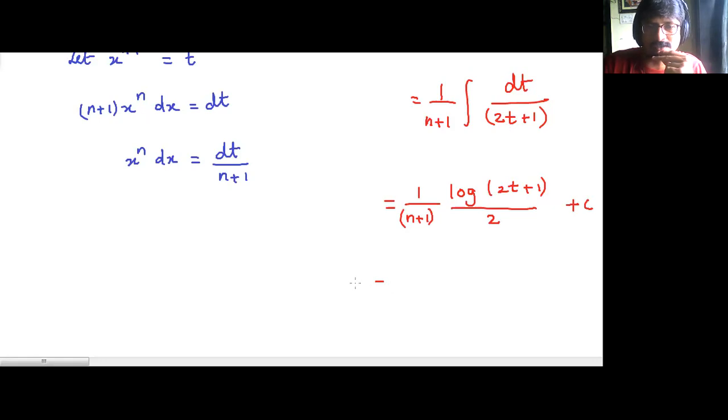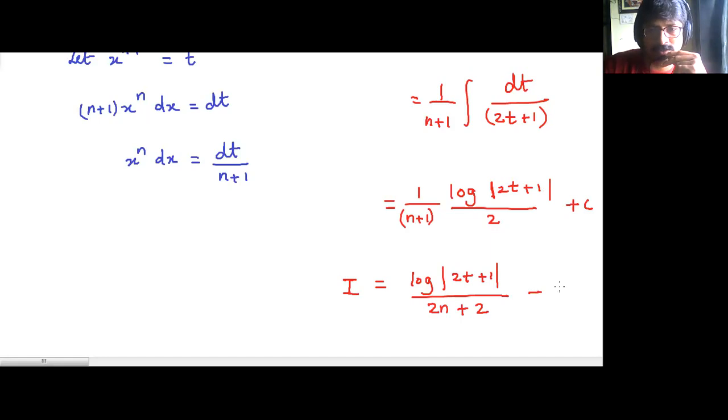So integration will become log of, okay, simplest version, it's not a bracket guys. Once again I'll just erase them and write them as a mod function. So this is mod function. Many people think this is a bracket. It's not a bracket. It's mod of 2t plus 1. Again, I'll have to change it here also. This will become log of mod of 2t plus 1. And whole thing upon, if we multiply this, it will become 2n plus 2 plus c.